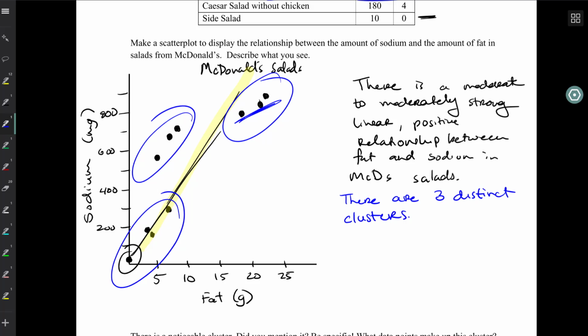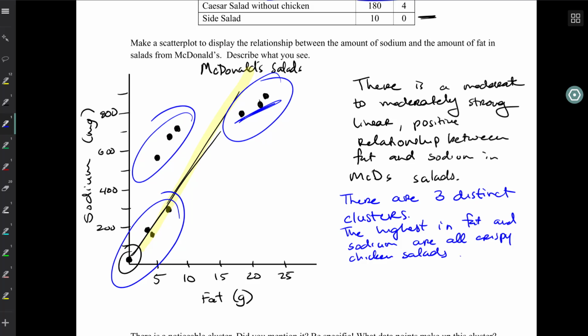Okay, so the highest in fat and sodium are all crispy chicken salads.